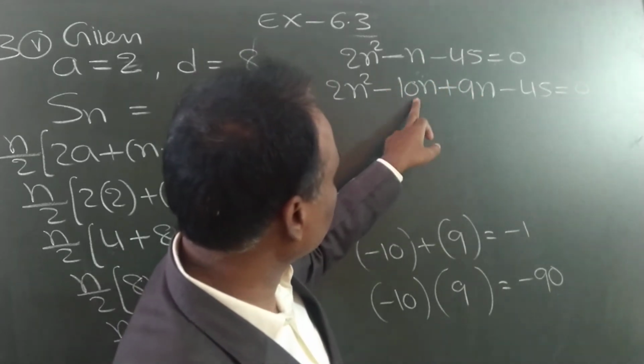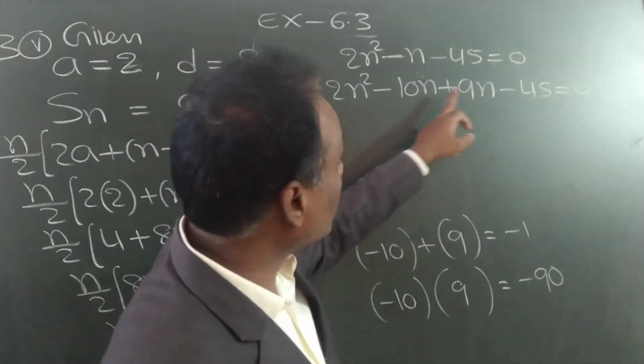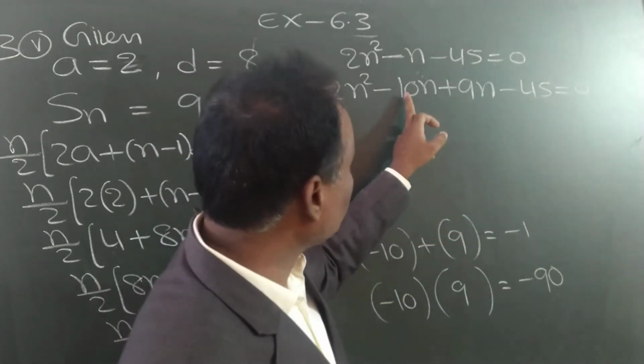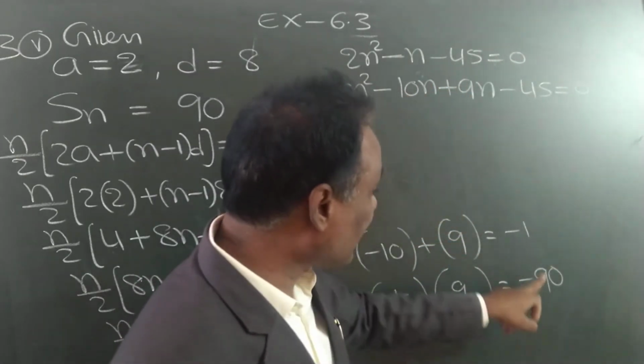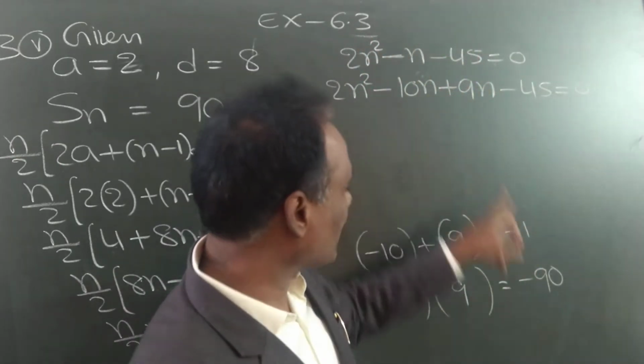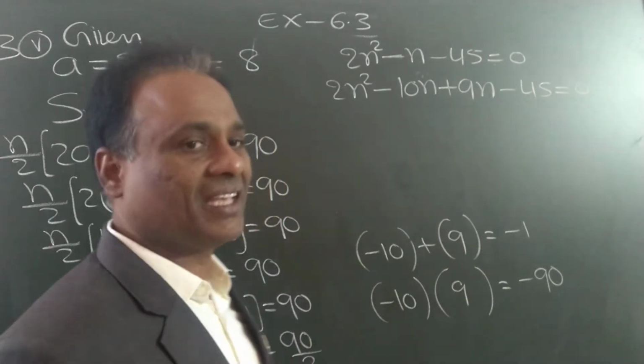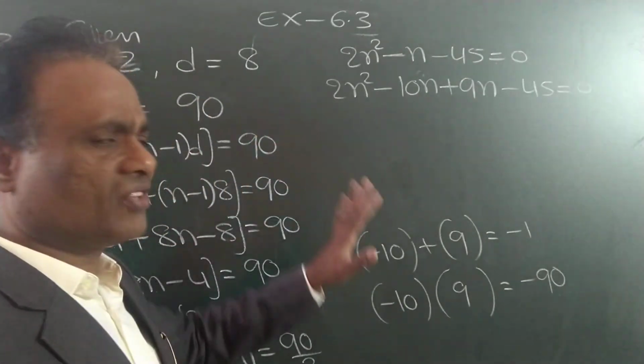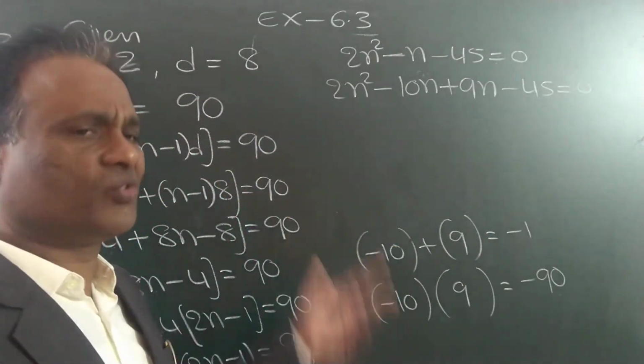So minus 10 is greater, so minus. Why did I write 10 and 9? Because if you multiply, 10 nines are 90. 45 into 2 is 90, and 10 nines are also 90. That is the procedure of solving the equations. That is not related to this chapter, but it is a fundamental you should know.